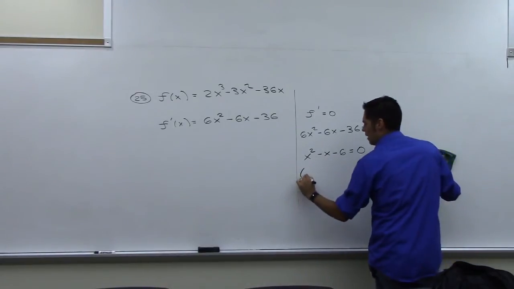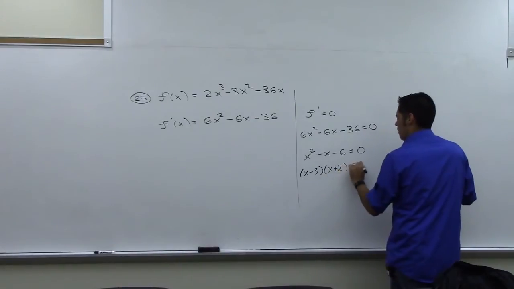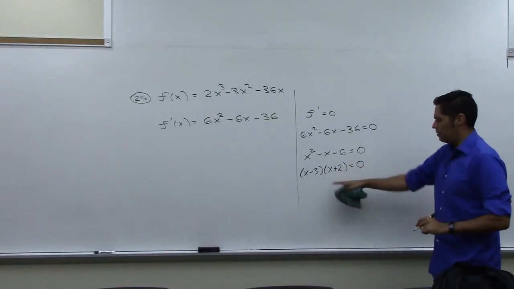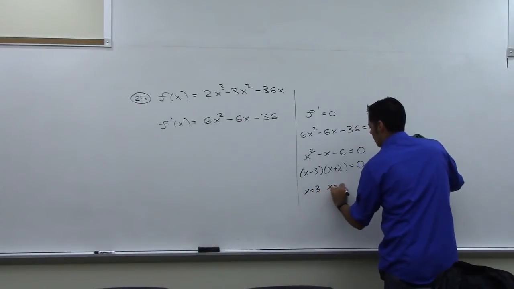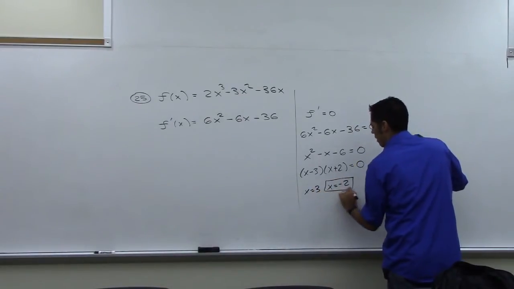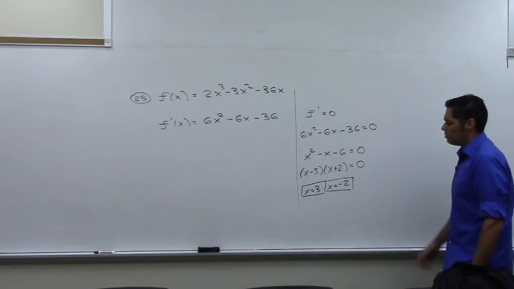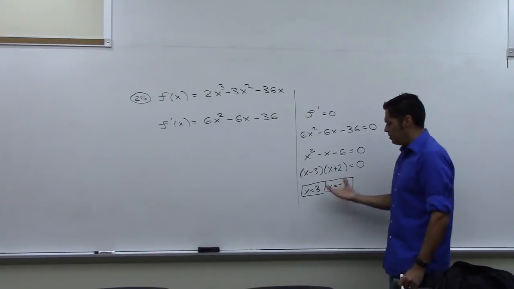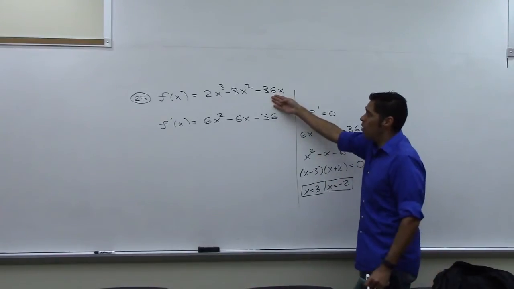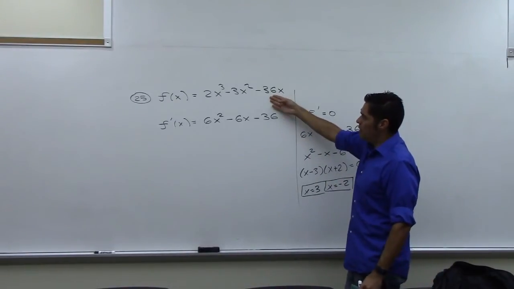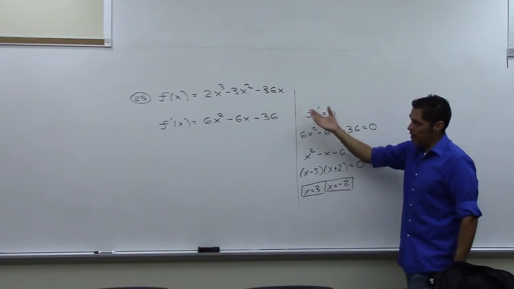And I believe I can factor this out and set each factor equal to 0. x is 3 and x is negative 2. So far I have two critical numbers. Both of those critical numbers live in the domain of the original function, which is all real numbers because it's a polynomial function.